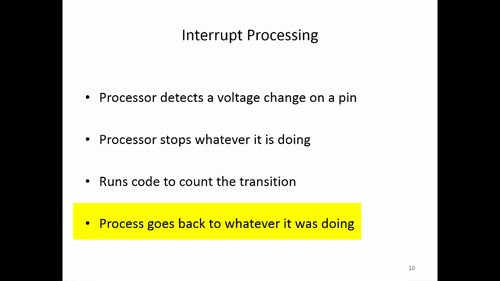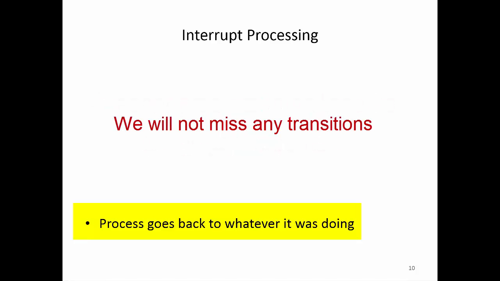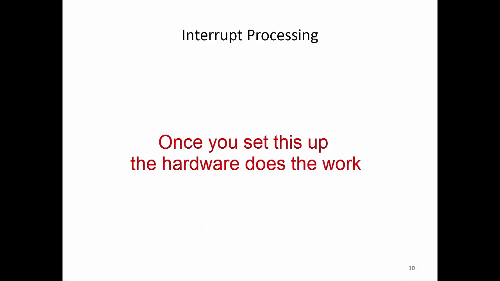And then it'll resume whatever it was doing before. Now this happens so fast that our code, the main code that you've been running, won't even notice the fact that it had been suspended for a very brief period of time for us to count that transition. But the nice thing about that is we won't miss a transition because we're doing something else. We'll be able to pick up each transition as they occur because this is done in hardware. The hardware actually detects the transition of the pin, in other words, the voltage change. It then stops what's going on in hardware and then allows us to count it.